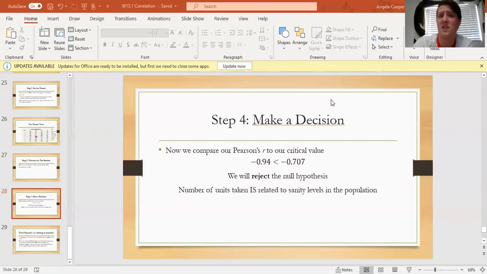And also know that, of course, correlation does not imply causation. We're not doing any manipulations. We're not saying that units taken is causing you to have lower sanity levels, or that the more units you're taking, the lower your sanity levels. We can't make that conclusion with Pearson's R, with correlation, because we're not manipulating anything. We're not forcing people to take more or fewer units and comparing their sanity levels. It just simply is. And so when it simply is, we cannot imply causation from that.